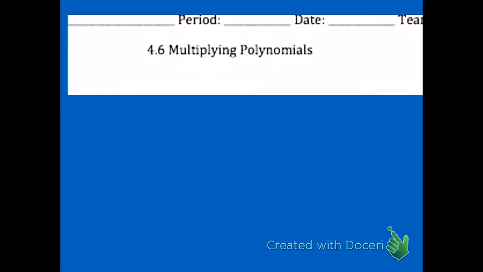Hello, algebra students. We're taking a look at section 4.6, multiplying polynomials. So that's the notes template you'll want to have out. We're going to take a look at multiplying a binomial by a binomial first.